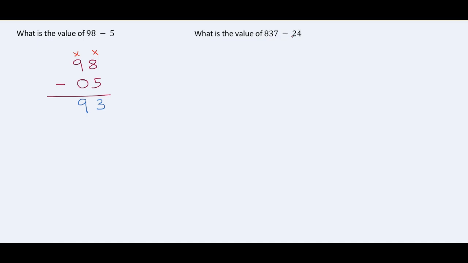837 minus 24. So 837, and then 24, 4 is in the ones place, 2 is in the tens place, and then there's no number in the hundreds place, so we replace that with a 0, and then we subtract. So we're starting from the rightmost column.